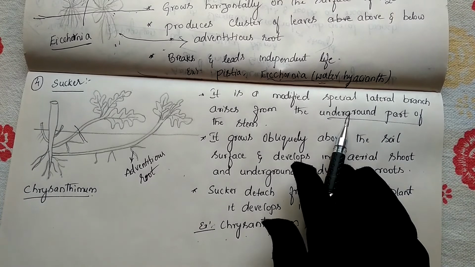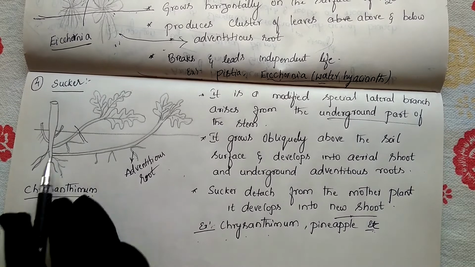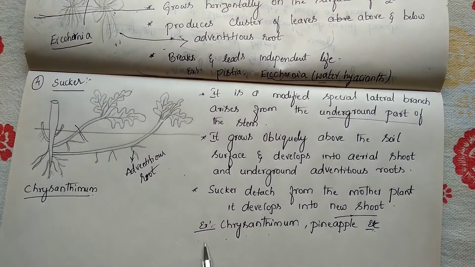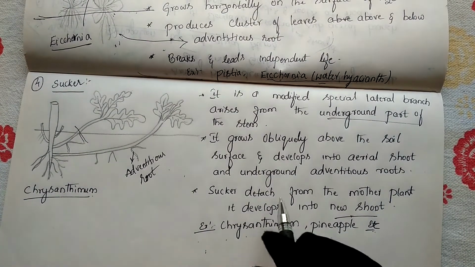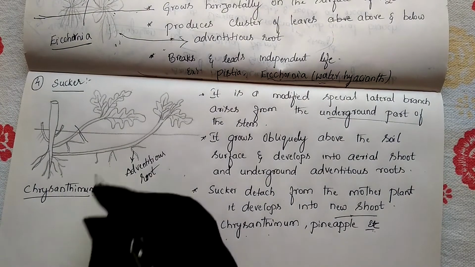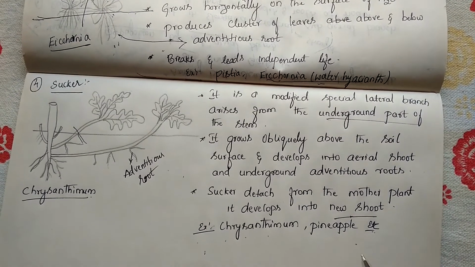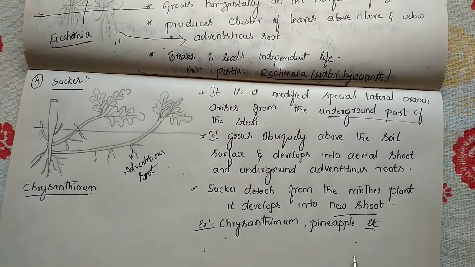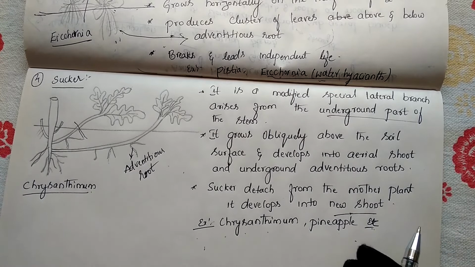So what is the speciality of the sucker? The branches arise from the underground part of the stem, and those branches come above the surface of the soil, having adventitious roots. So here we have discussed the 4 types of subaerial stem modification: runner, sucker, stolon, offset.